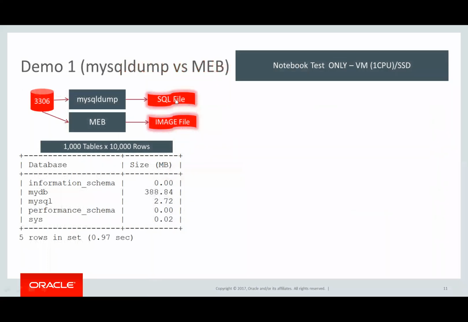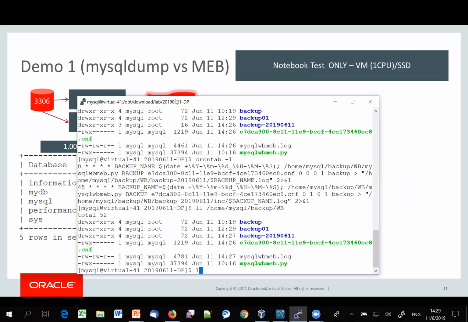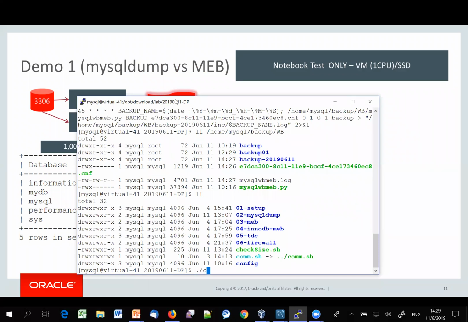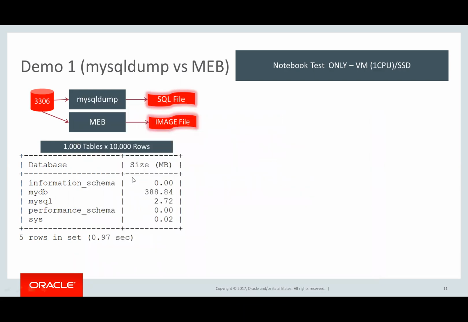First, what about the backup with the traditional way, MySQL dump versus MEB? Here it is. I have the database. What is the size of the database? Let's look at this clearly. I have the script which is running with the size, and here it is talking about the database which is run with 390 MB of data. It is quite similar.